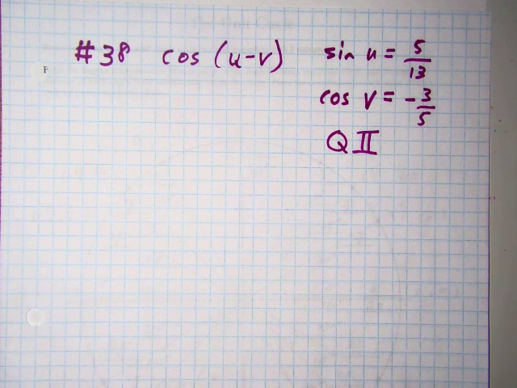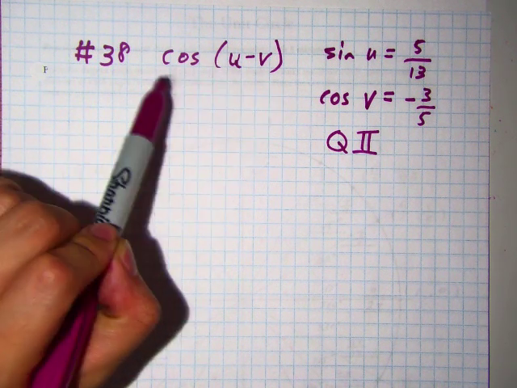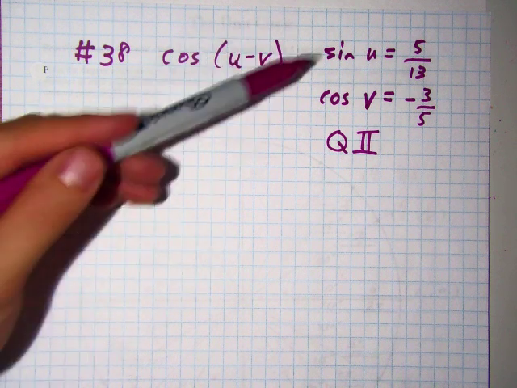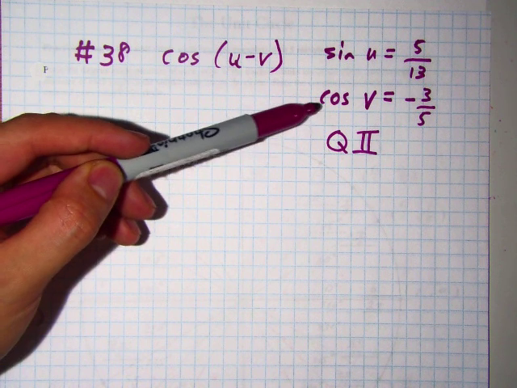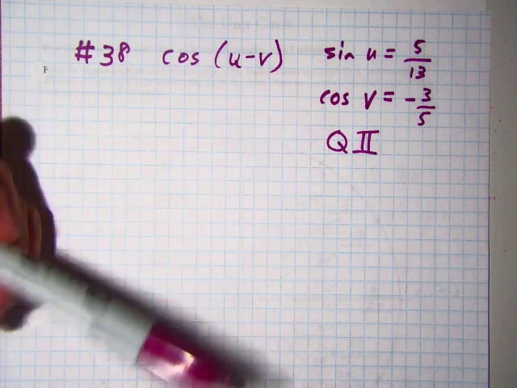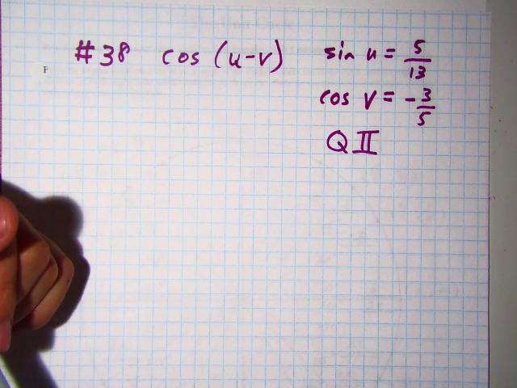Okay, this is number 38 in section 7.4. It says to find the exact value of the trig function. So we want to find the exact value of this right here. Okay, given the following: we're given that sine u equals 5 over 13, cosine v equals negative 3 over 5, and we're in quadrant 2.